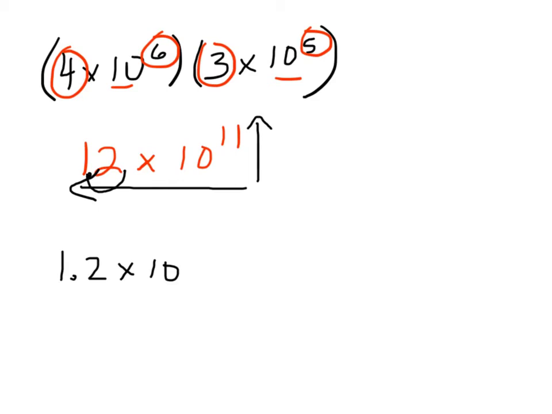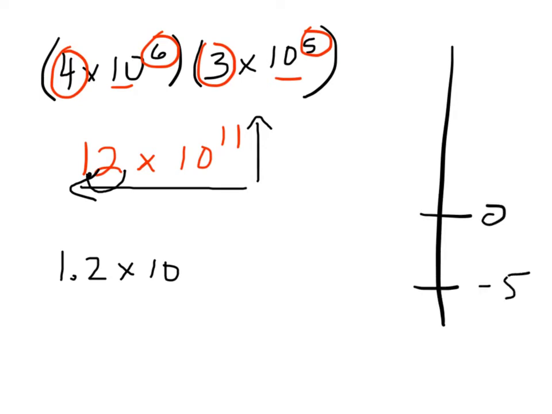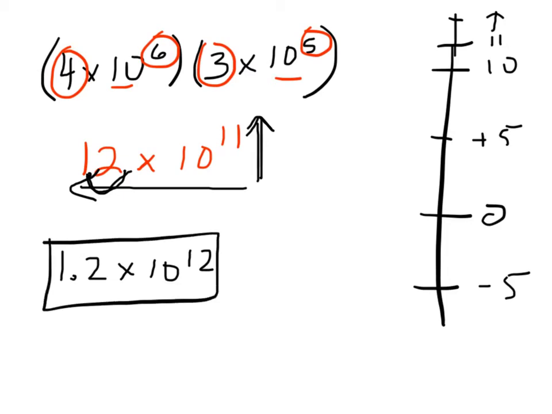So again, it's like looking at a thermometer scale. Here's 0, here's a -5, here's a +5, here's a +10. We were at 11, and it says to go up, and I moved it one place, so I'm going to go up one number, and up one number would be 12. So I can put a 12 there. 1.2 times 10 to the 12th power.